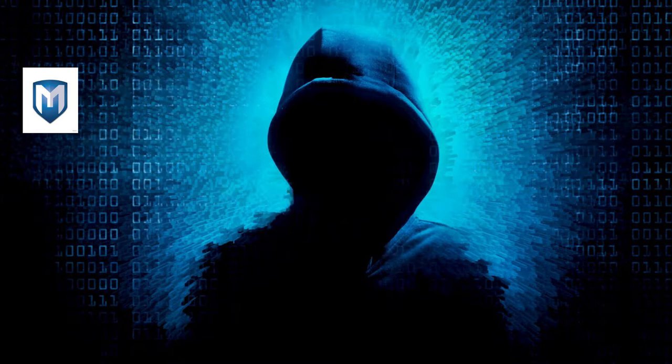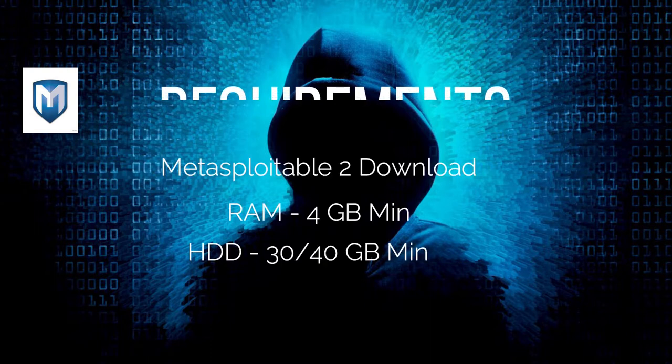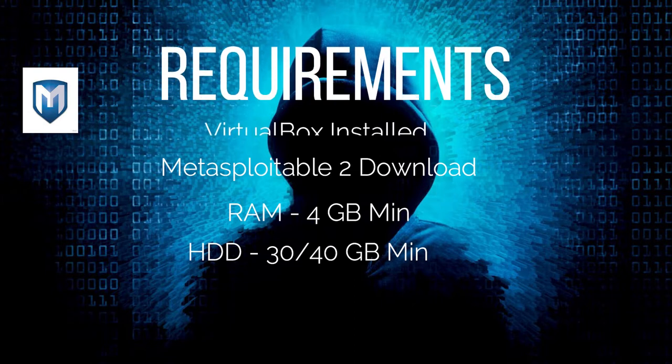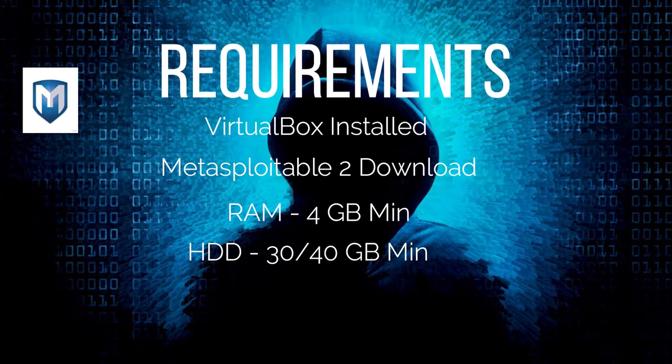What you need in order to install Metasploitable 2. First of all, you need to have VMware or VirtualBox installed on your machine. So basically, you need to get the latest version. You need to download Metasploitable from Rapid7 or any secure download website. You need to be careful because it may cause a lot of problems. And you need to have a memory of 4 gig and a hard drive size of 30 to 40 gig.